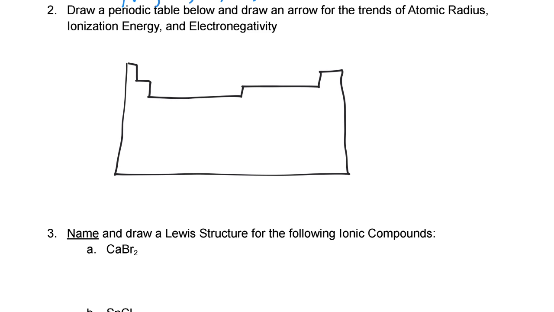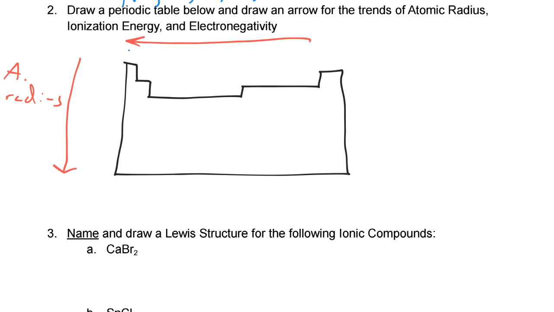Kind of looks like that. All right, and then you can draw them as diagonal or on the outsides. Sometimes I like on the outsides because then it shows the two separate trends for groups and periods. So atomic radius is going to increase this way and this way. So we'll have red be atomic radius.